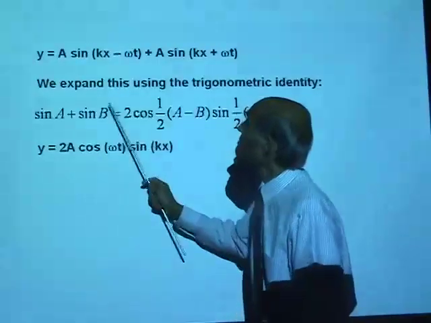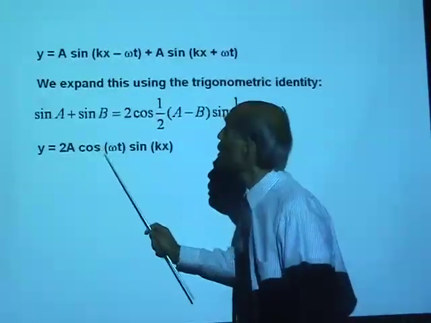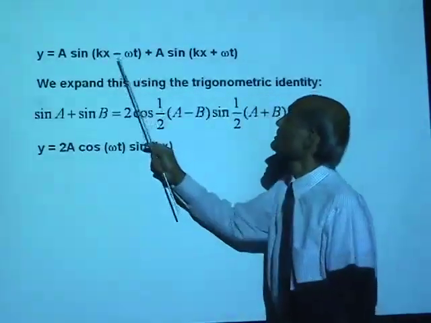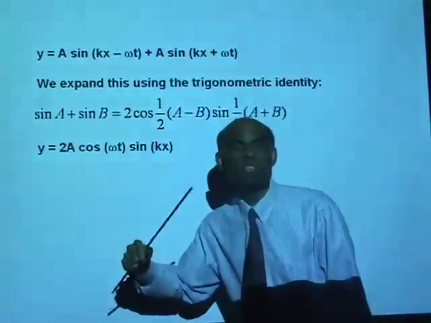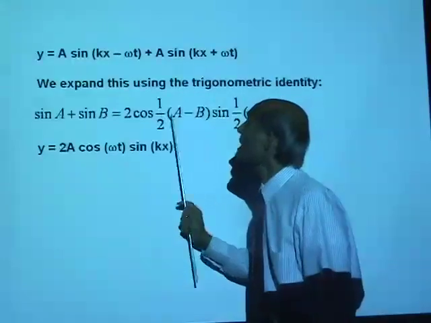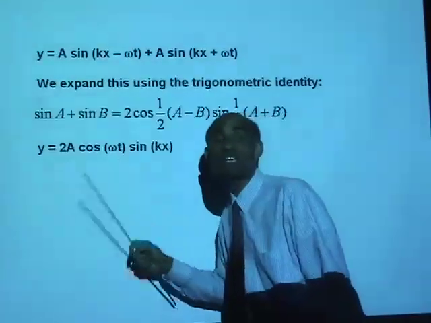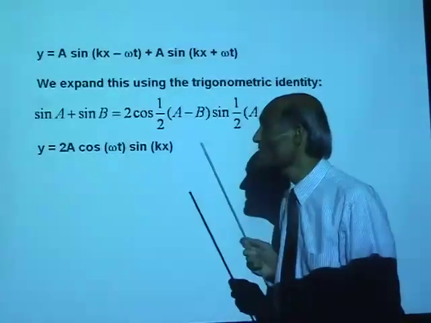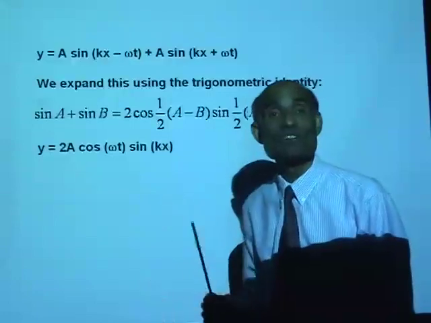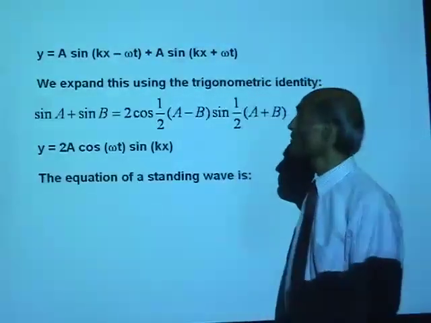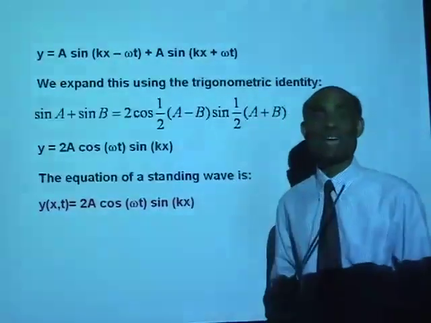So when you add them, you get 2a. This a will be common that comes out, so that will be 2a cos omega t sine kx. Is that right? If you subtract, kx minus omega t minus kx minus omega t will be negative omega t. Is that right? One half of negative 2 omega t will be negative omega t, and cos of negative omega t is cos omega t. So the resultant wave is y equal to 2a cos omega t sine kx, and this is the equation for a stationary wave. So the equation for a stationary wave is y(x,t) equal to 2a cos omega t sine kx.